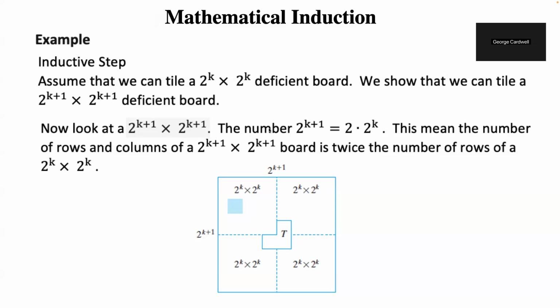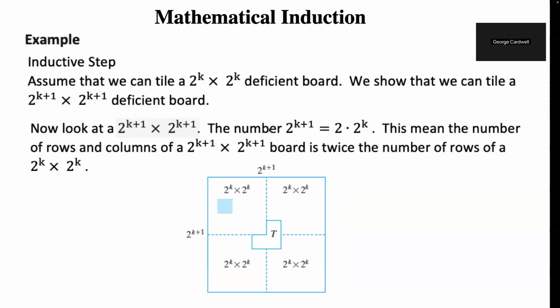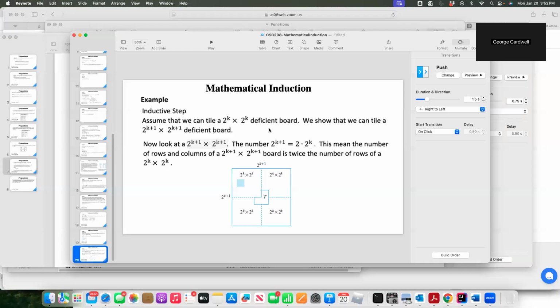Which means our statement now is true. For any board where the number of rows and number of columns is equal to 2 to a power, like 2, 4, 8, 16, and so forth, if I knock out one square of that board, all the remaining squares can be covered with trominoes. And we proved it using mathematical induction. So that is our lecture on the concept of mathematical induction.